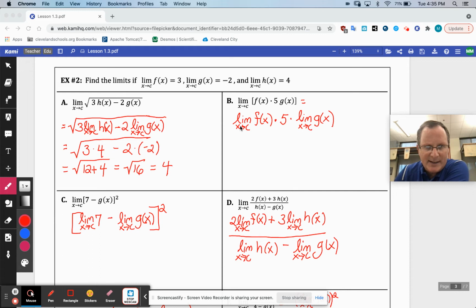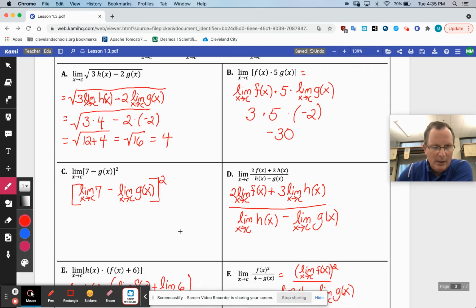Okay, so the limit as x approaches c of f of x is 3. This is exactly how you think this should go. And then 5 was just a constant multiple. And then g is back again at negative 2. And so what I got, negative 15, 15 times negative 2. And there we go.